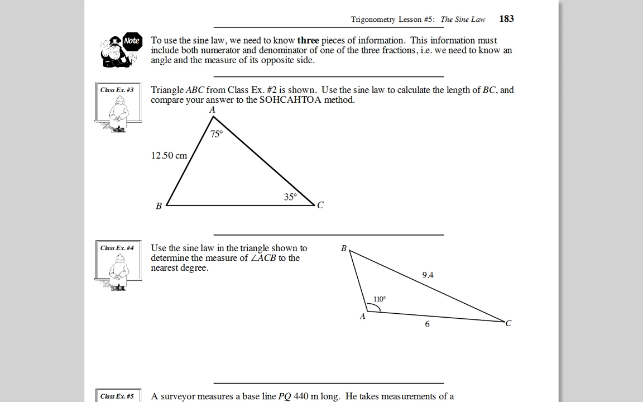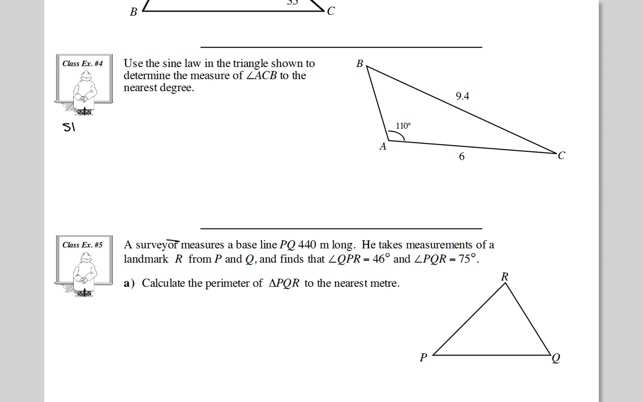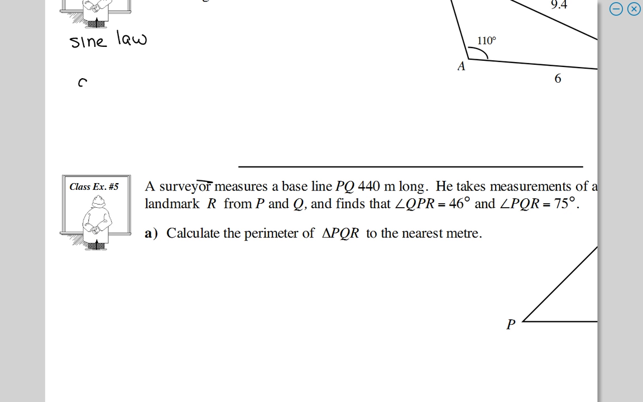Okay, so we'll start on class example 4. The sine law goes like this. It's going to be a over sine A equals b over sine B equals c over sine C. Okay? So take a look at your formula sheet. Look at the back of your book in the inside cover. Do you see that formula anywhere in the trigonometry section? Okay, so there's your sine law.